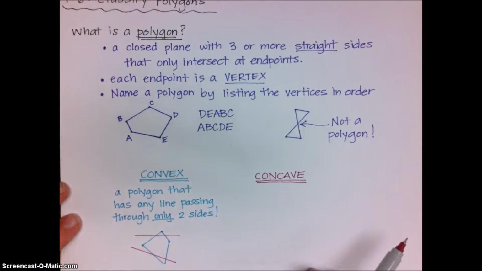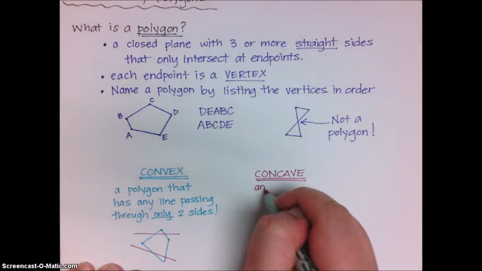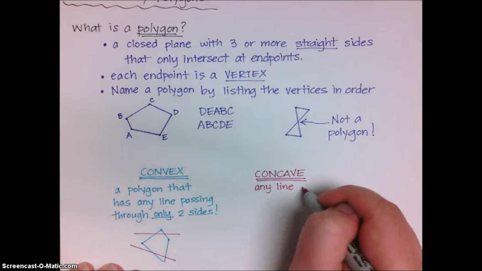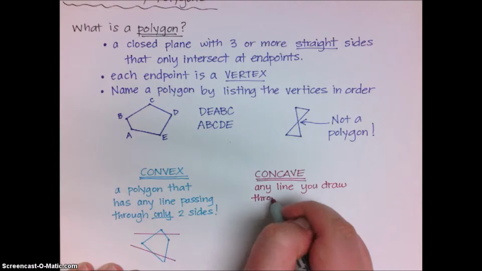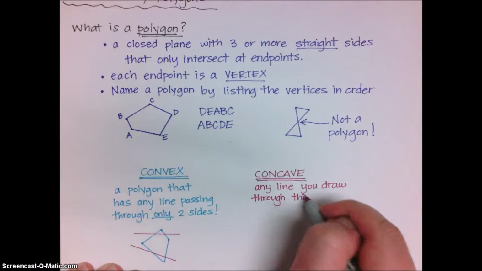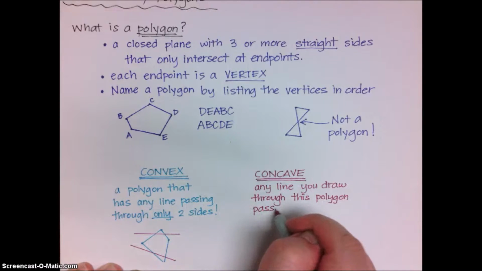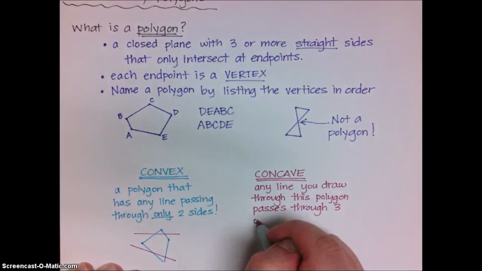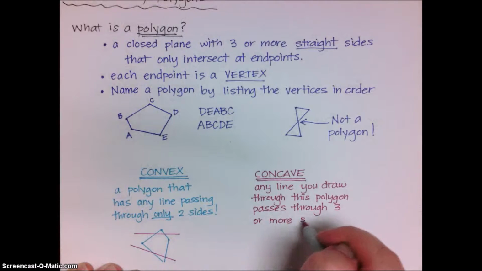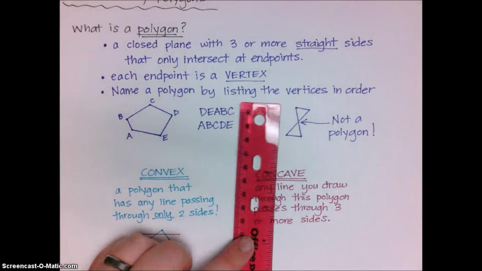The difference, though, is with a concave polygon. The definition of a concave polygon is that any line that you draw through this polygon passes through at least three sides. So we'll say three or more sides. Okay, so let me draw a really good example.